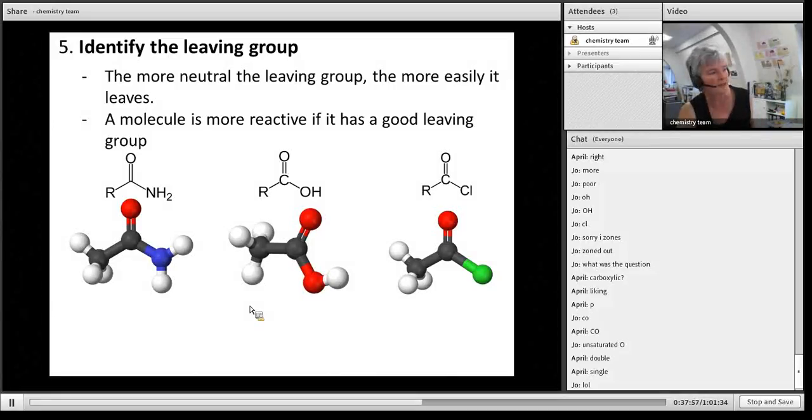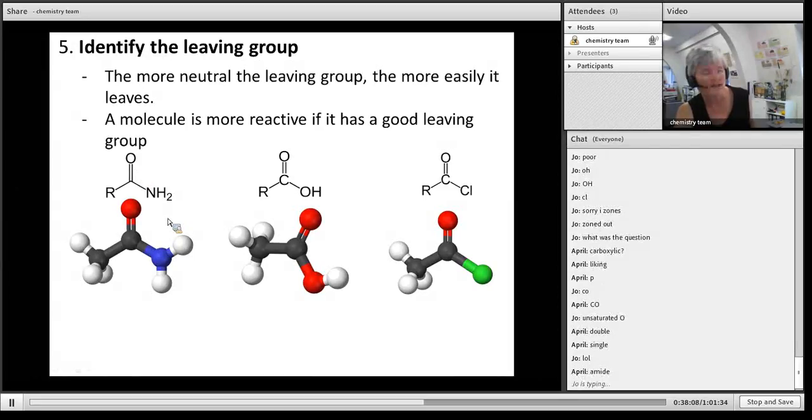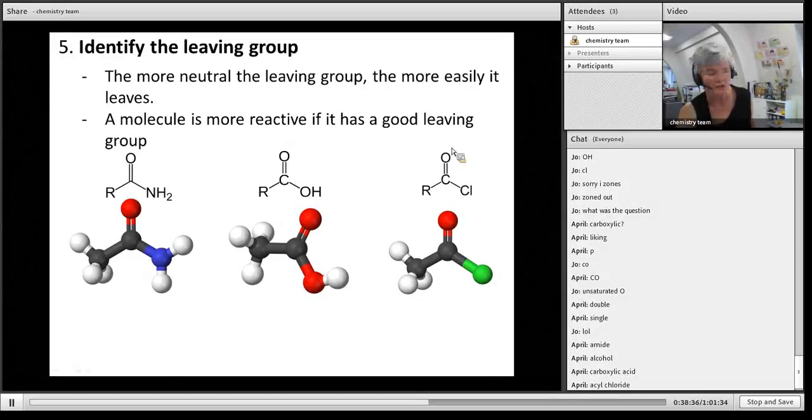So I've got an example here of this, I hope, is, let's check your functional groups. Do you remember what functional group this is? An amide, correct. And the middle one? Not an alcohol, because it's got the double bond O. If it didn't have the double bond O, it would be an alcohol, but it's this carboxylic acid. Great. And this one? The acyl chloride. Good.